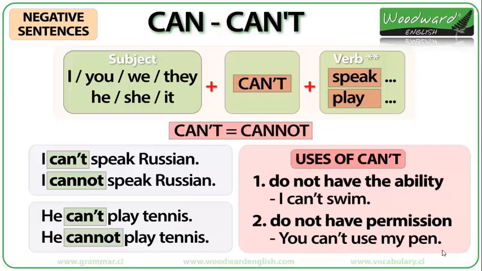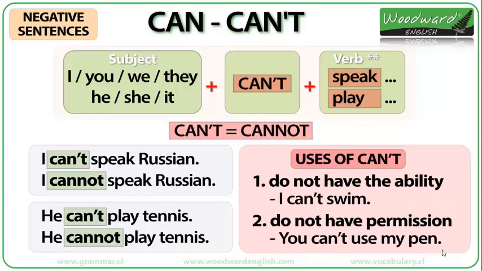Now the exercises of the negative and interrogative. In the negative, we simply use not with the can, and the use of can in other sentences too. I can't speak Russian. I cannot speak Russian. Can't is the contraction of cannot, right?